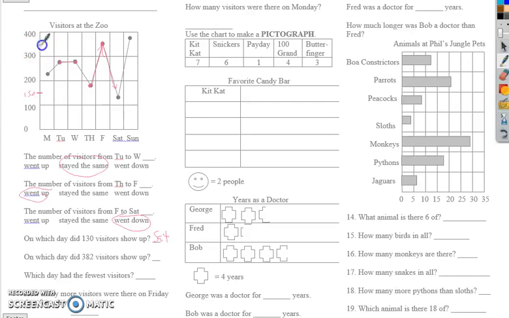Which day did 382 show up? Let's go up here. Right in the middle, that would be 350. If you want to go split a little bit between 350 and 400, that would be 375. So we're looking for something that's just right around that 375. Looks like it's Sunday.